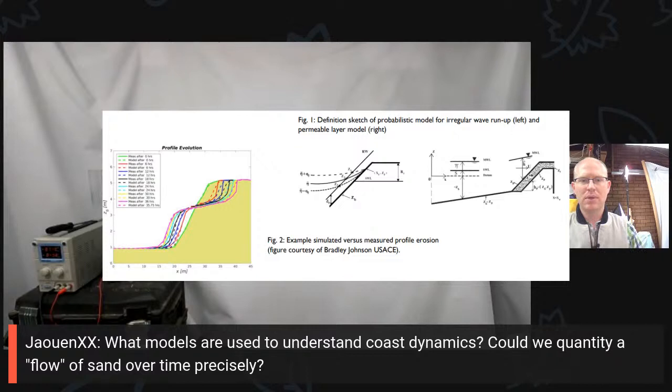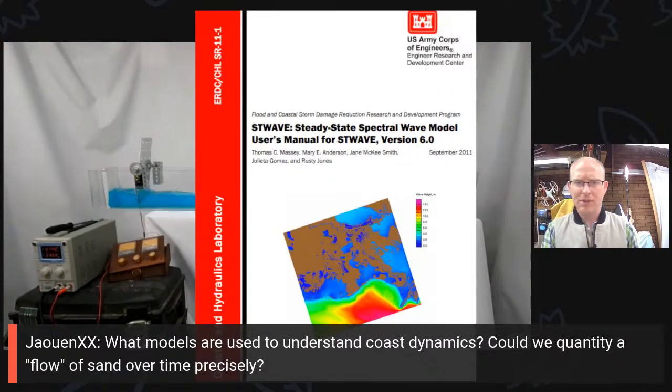There's also models that look at waves. So offshore waves are fairly homogeneous, but once you get near to the shore, there's lots of factors that affect the height and period and direction of the waves. So there's a model called ST-Wave that helps characterize and understand those factors that can have a big impact on the design of coastal systems. So that's a picture of ST-Wave.